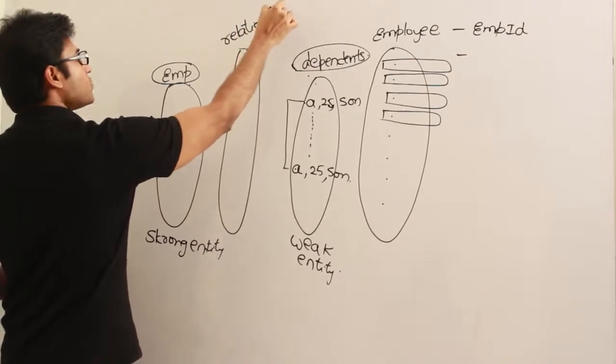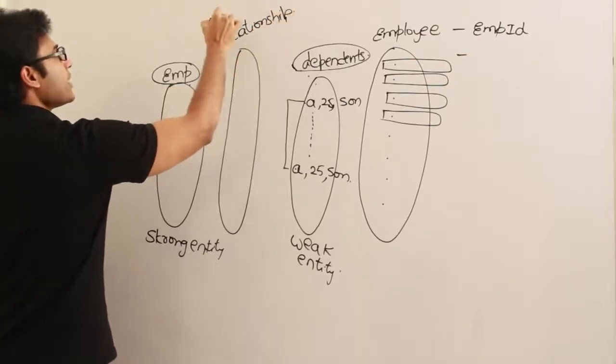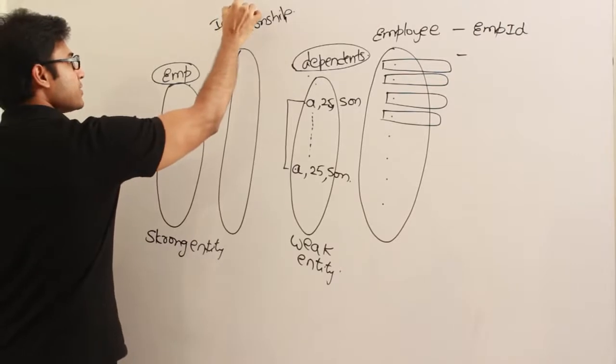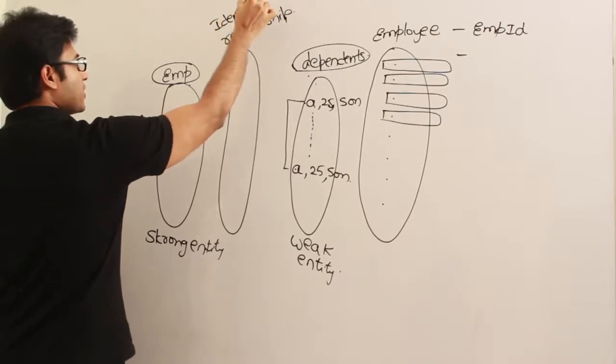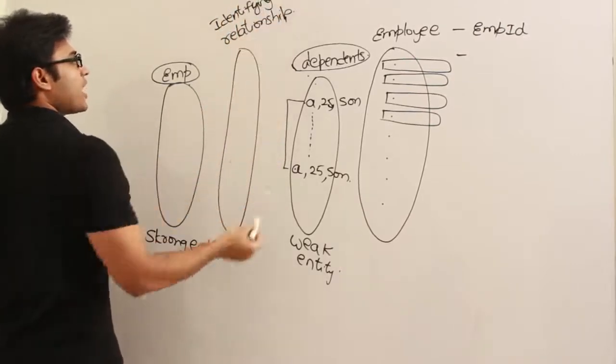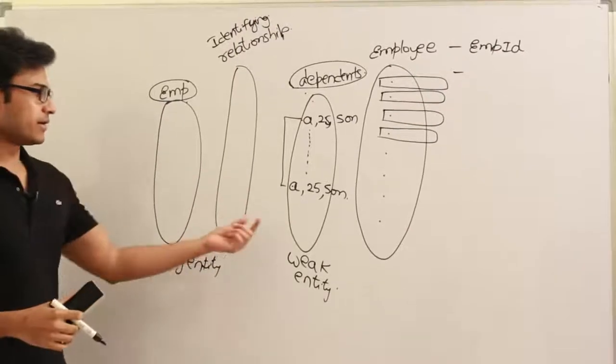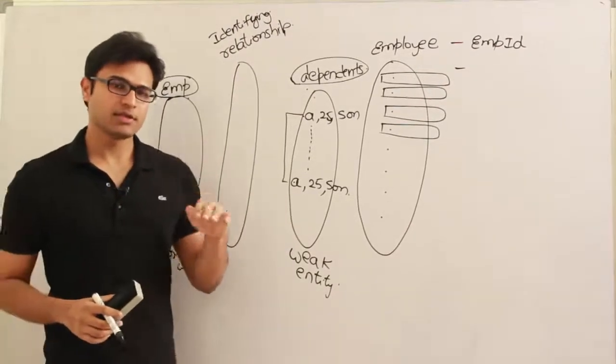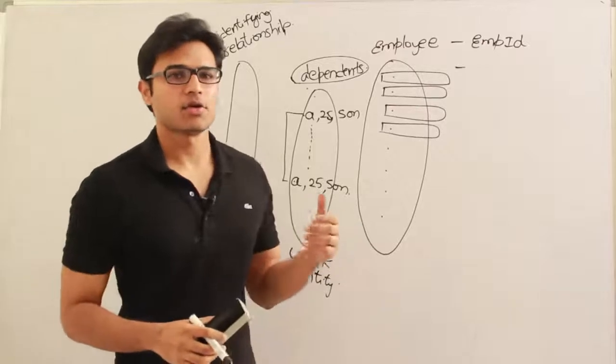Okay, and what should this relationship be? It is called an identifying relationship. It is a special type of relationship which is used for identifying a weak entity, right? This is not the normal relationship which we have been talking about.